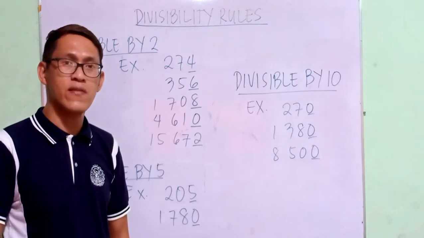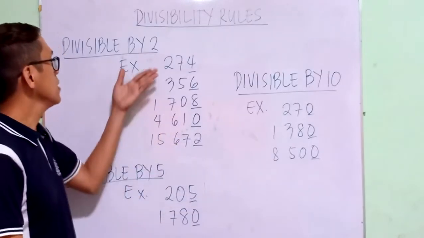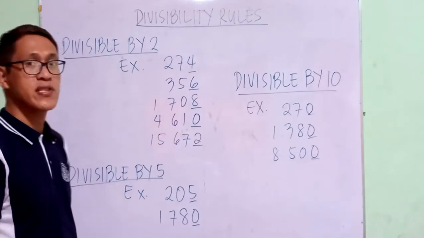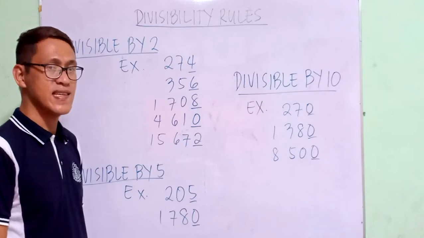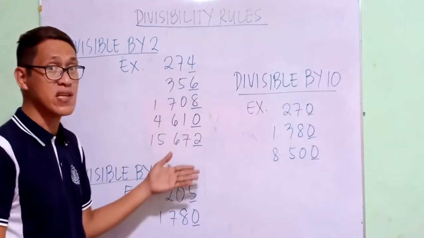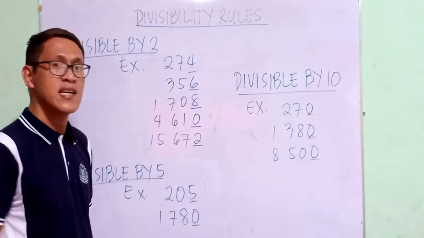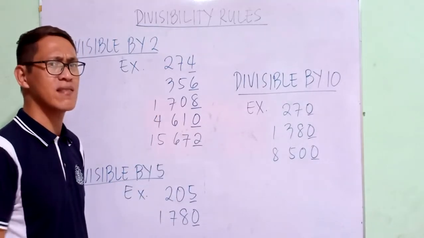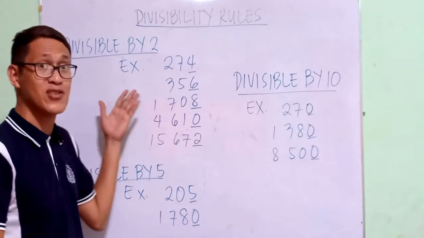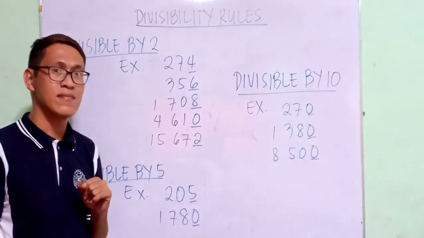Let's start with divisible by 2, 5, and 10. Look at the example, numbers that are divisible by 2. What do you observe? Yes, the numbers are all even numbers, since the ones digits are even. If a number is an even number, you can tell right away that that number is divisible by 2. Meaning, when you divide by 2, there is no remainder.